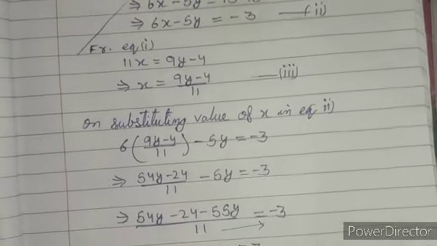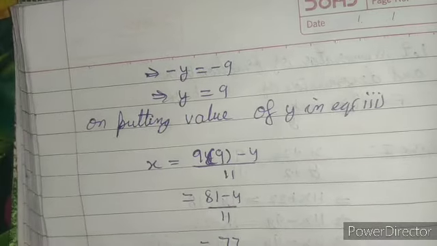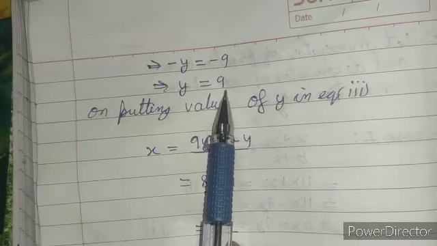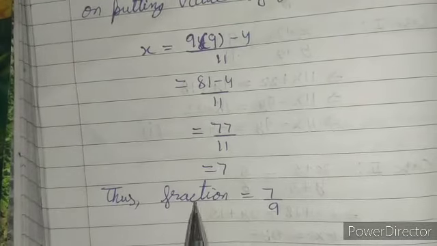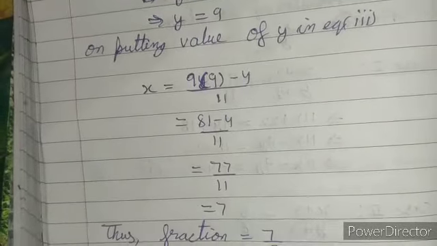Now here I am getting the value of x as 7 and the value of y as 9. So the fraction was x upon y, and that will be 7 upon 9.